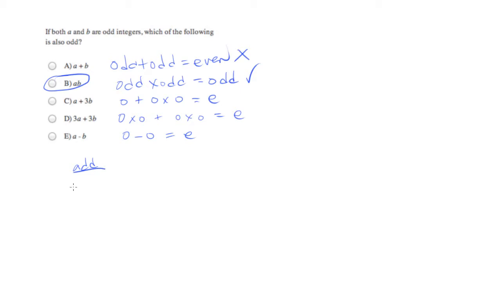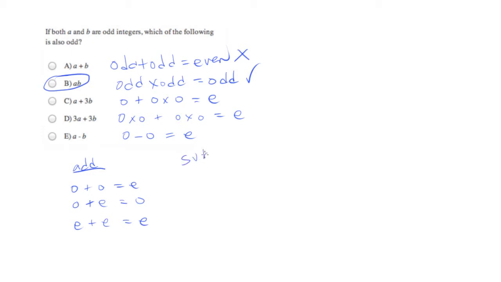If we take an odd and we add it to an odd, we're always going to get an even. If we take an odd plus an even, that will always be an odd. And if we do an even plus an even, that will be an even. So with addition, the only way to ever get an odd is to add an even and an odd.